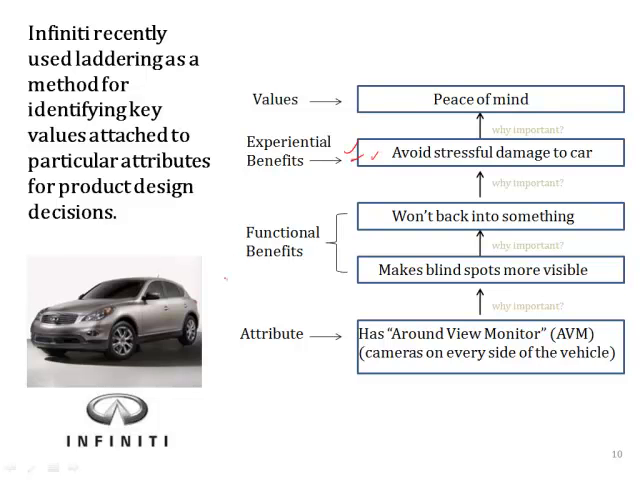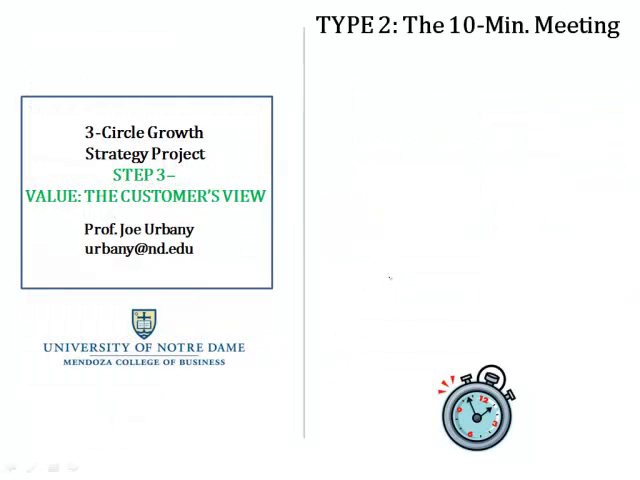Infiniti used this approach to prioritize the attributes, because keep in mind that it costs dollars to put this feature in the car. Of all the features they were considering, which were most important? You can identify importance by really understanding the values that drive the significance of that. So this was one that they did absolutely put into the new design.